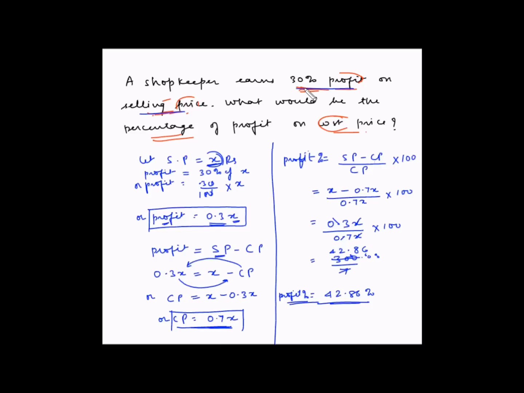So the profit percent on selling price is 30% and the profit percent on cost price is 42.86%. Now of course the selling price in absolute terms is higher than the cost price. So profit, which is an absolute term, will be lower in terms of percentage when expressed as a proportion of the selling price, and it will be higher when it is expressed in terms of the cost price, because cost price is lower in this case as compared to the selling price.